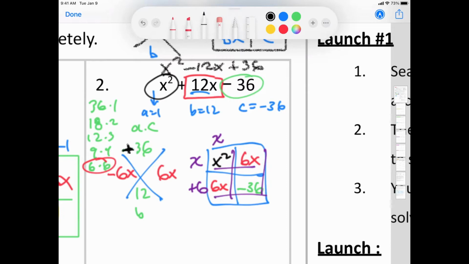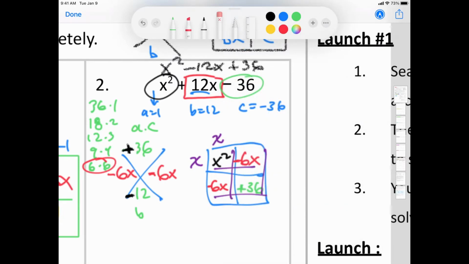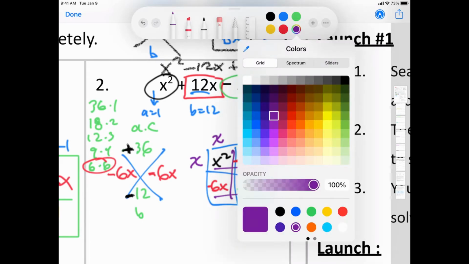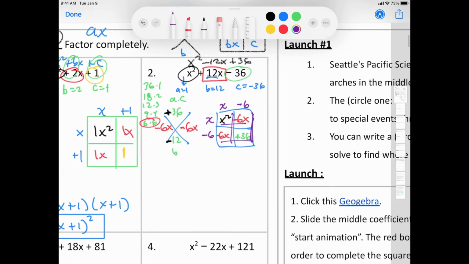So positive 36 and a negative 12, then it would be negative and negative. So this one would be a negative, negative 6, and then going this direction would also be a negative 6. So again, you have the same thing written twice. So that would just be quantity x minus 6 squared.